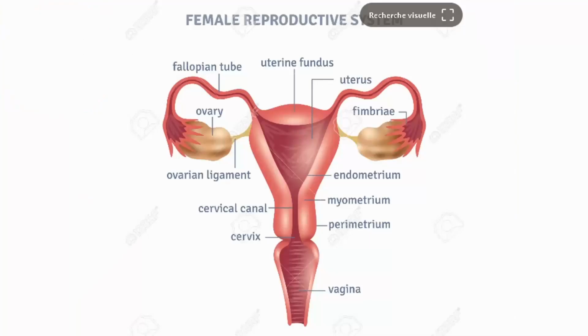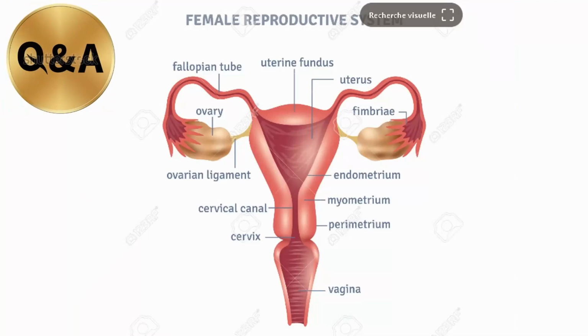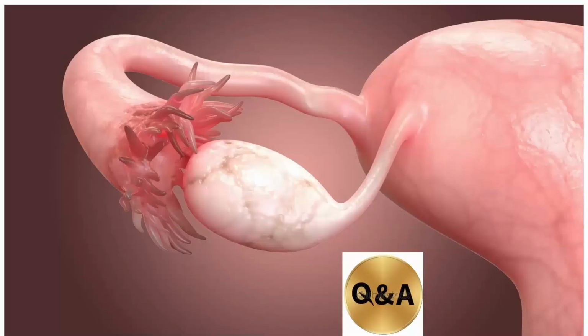I have put this slide for you to reactivate your knowledge of the different parts of the female genital system. Now, ask yourself questions and try to identify the following structures. What is this structure? You know this structure after the previous few slides. And what is the name of this structure?